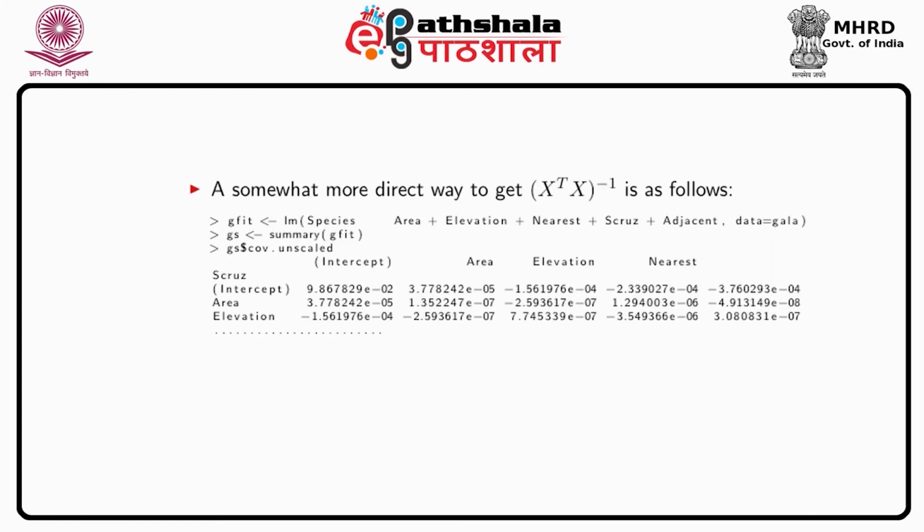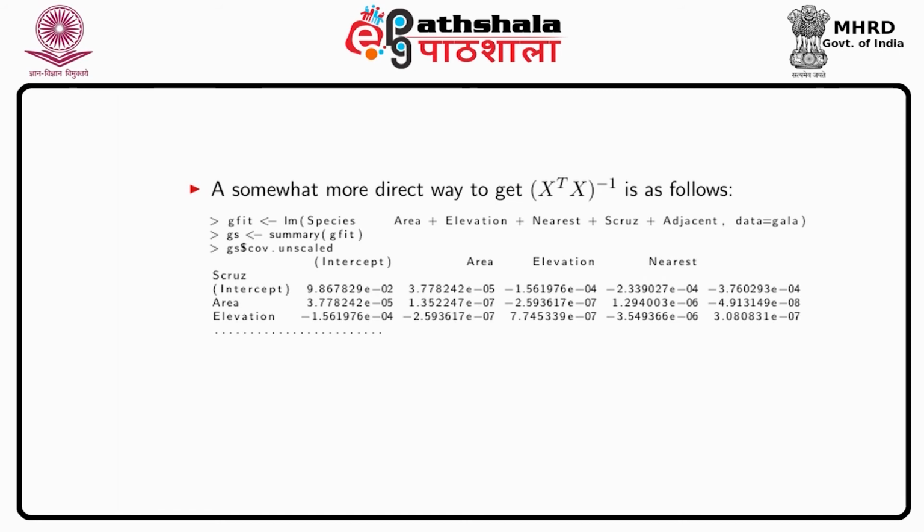We can find X prime X whole inverse in a somewhat more direct way by first fitting the regression model using the lm function. We call this model gfit. Now we look at the summary of gfit and save it as gs. After we save the summary, we look at the values of the covariates in the unscaled form by gs$cov.unscaled. The output is given at the bottom.